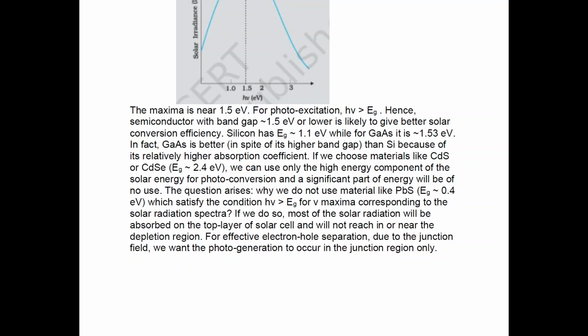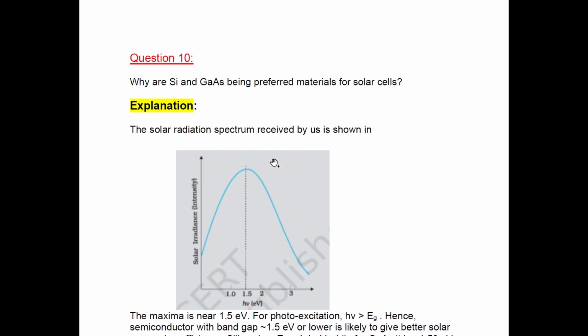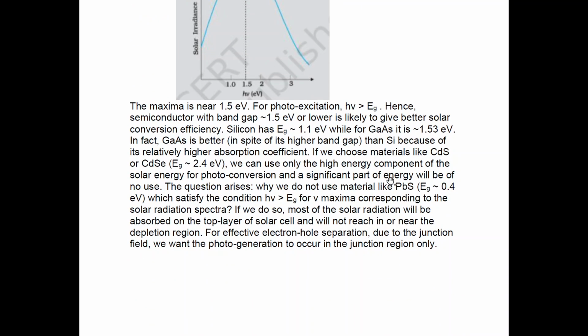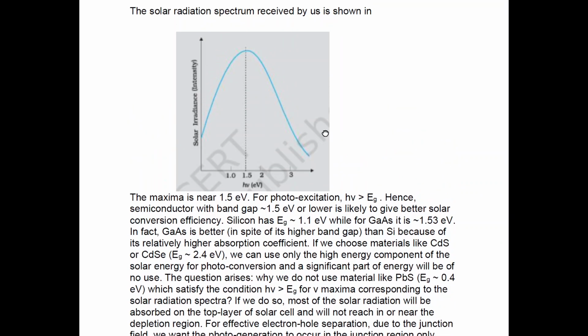Here ν max is the maxima corresponding to the solar radiation spectrum. Now the answer to this question is necessary to understand. Suppose we consider PbS. If we do so, most of the solar radiation will be absorbed in the top layer of the solar cell and will not reach in or near the depletion region. For effective electron hole separation due to the junction field, we want the photo generation to occur in the junction region only. That is why silicon and gallium arsenide are the most preferred materials, and not every lower band gap material is a preferred material for solar cells.